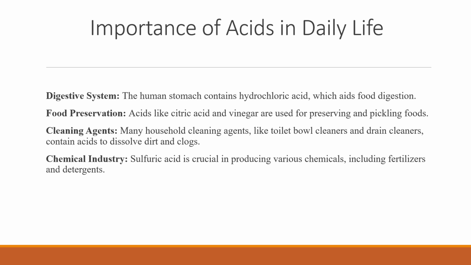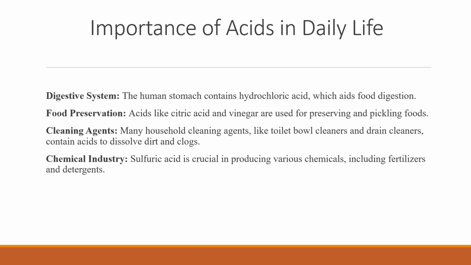So coming to our digestive system, the human stomach contains hydrochloric acid which helps in digestion of our food. So in our digestive system, HCl, that is hydrochloric acid, plays a very important role in digestion of food items. Coming to the food preservations, acids like citric acid and vinegar are used for preserving and pickling foods. So even in food preservations, acids like citric acid and vinegars are used.